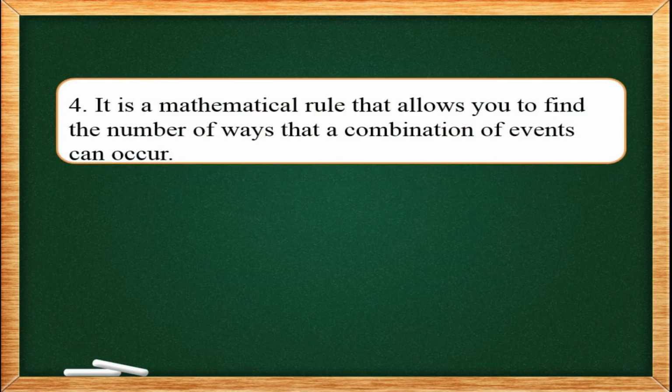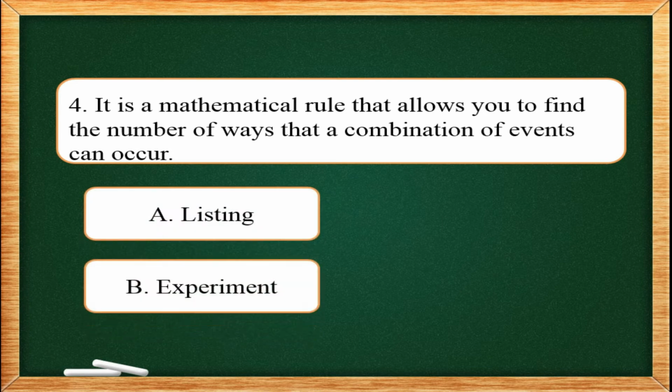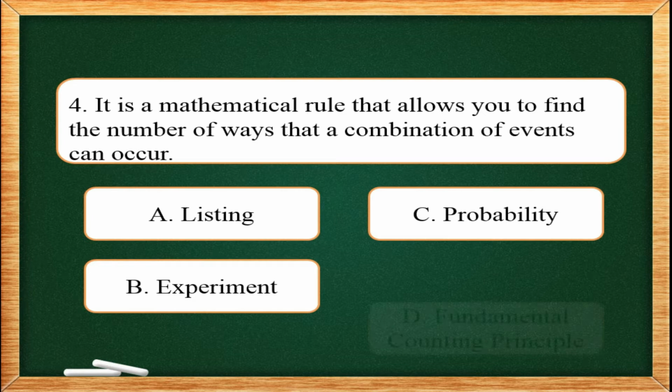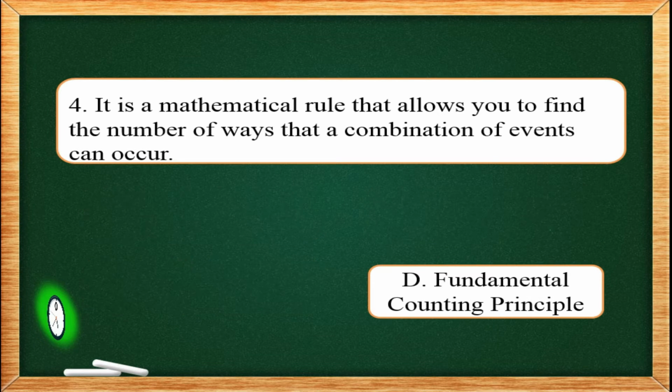Number 4. It is a mathematical rule that allows you to find the number of ways that a combination of events can occur. A. Listing. B. Experiment. C. Probability. D. Fundamental counting principle. Correct answer, fundamental counting principle.